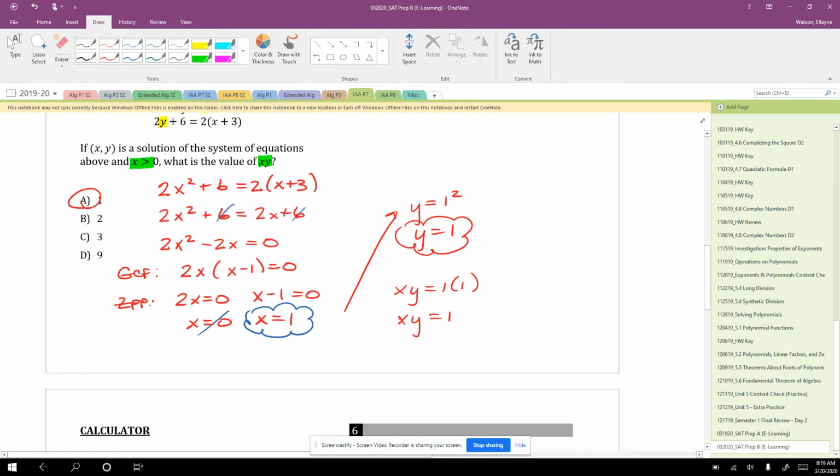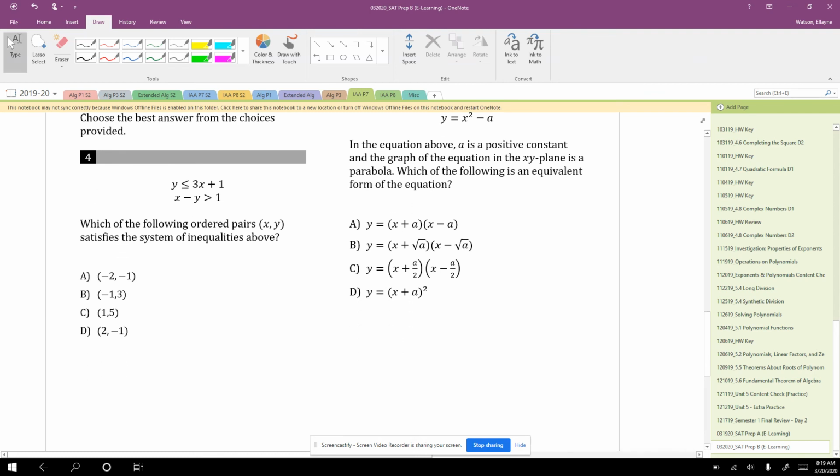Okay, let's move to the calculator questions. First one here, it says which of the following ordered pairs satisfies the system of inequalities. To be honest with you, the two approaches I would use here is either graph on your calculator, if you have a calculator that can graph and you feel pretty good about graphing inequalities, or I would work backwards. So I would substitute answer choices in.